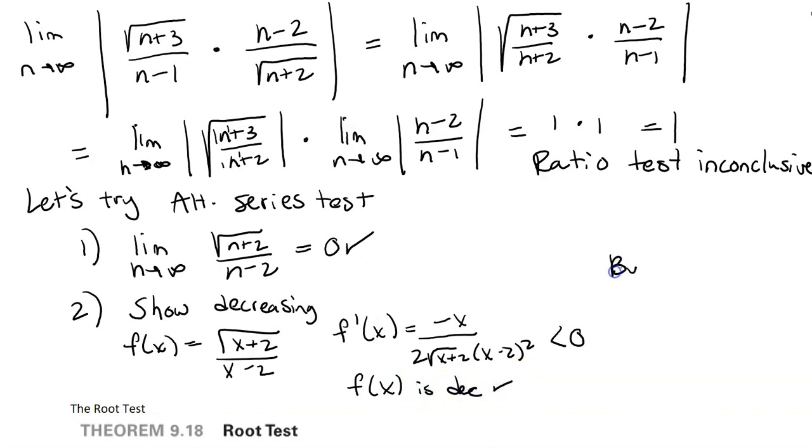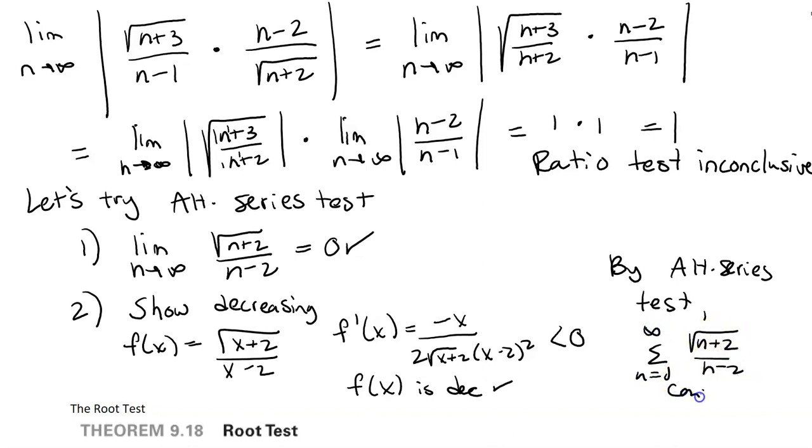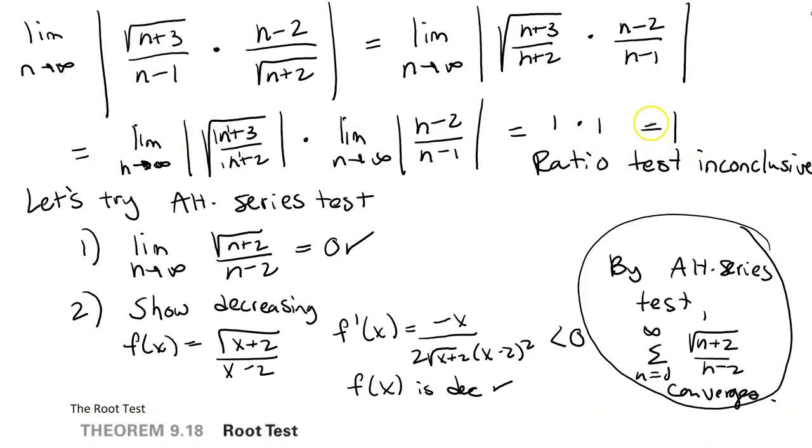And so by the alternating series test, that tells us that the sum from 0 to infinity of the square root of n plus 2 over n minus 2 converges. So in the end, we couldn't use the ratio test. We had to use the alternating series test for this problem. But just be prepared because it may come up where you try to use the ratio test and it's inconclusive.